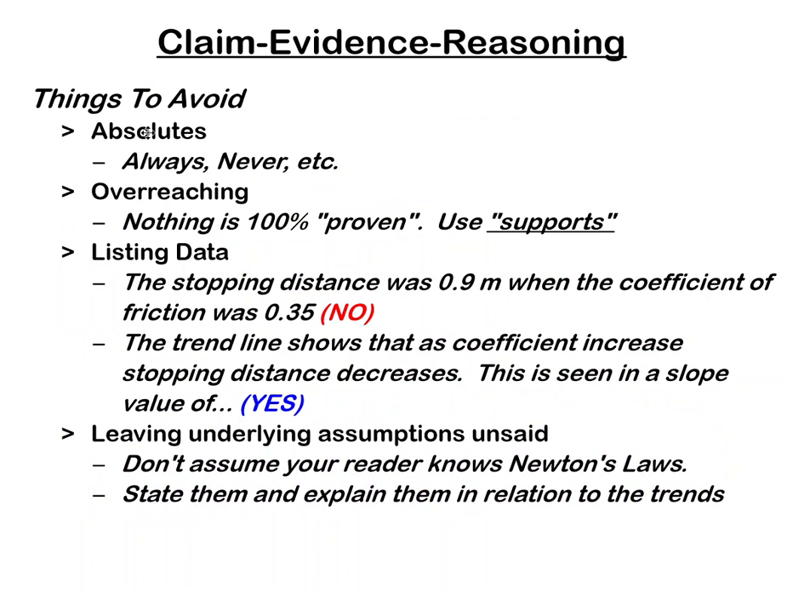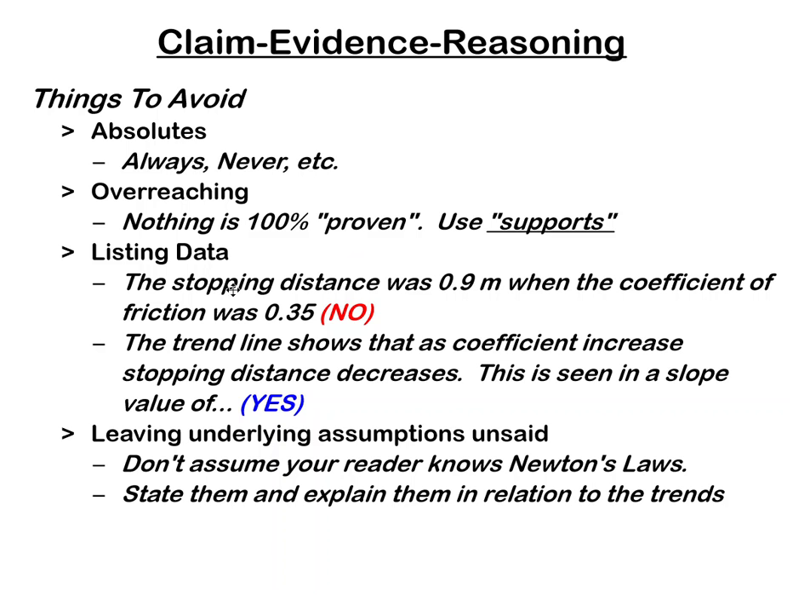Science doesn't work in absolutes. Always, never, words like that. Science is like English in the sense that there's always an exception to a rule. Sometimes we haven't seen it yet, but there could be. So we don't want to say things like always and never. To that end, don't overreach. Don't say anything is proven. We can say supports, right? That data supports my claim, but if I did a different experiment, I might find something different. And so we haven't proven it. We just have said the data that we collected in this lab supports the claim that we're making here.